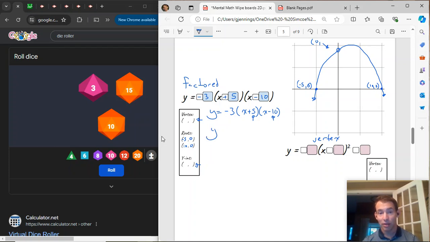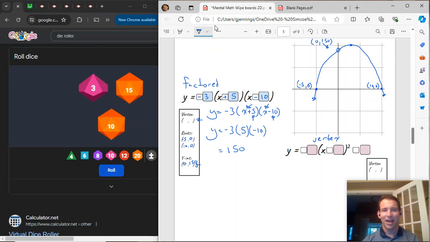Let's find out. Because we know that the x value is 0, we can substitute that in and find the y value very easily. 0 plus 5 is 5, and 0 minus 10 is minus 10. So I just put in 0 for these x's and then evaluate. It's very straightforward. So this gives me plus 150. This is the point 0, 150, the y-intercept. It's huge, it's so tall. Well, we haven't even found the vertex yet.